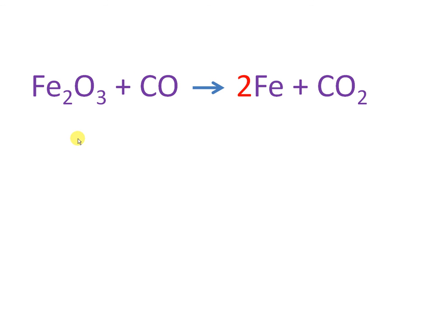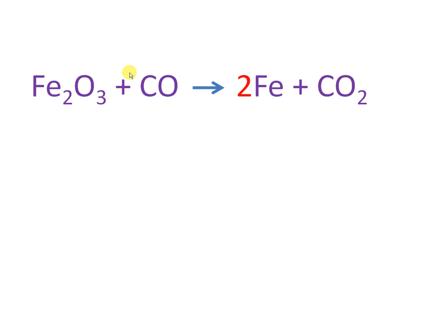So if we put a 2 in here and a 2 in here, what does that give us? A 2 in here will give us 3 oxygens plus 2 is 5, and over here that 2 would give us 4 oxygens. So the 2 is not going to work.